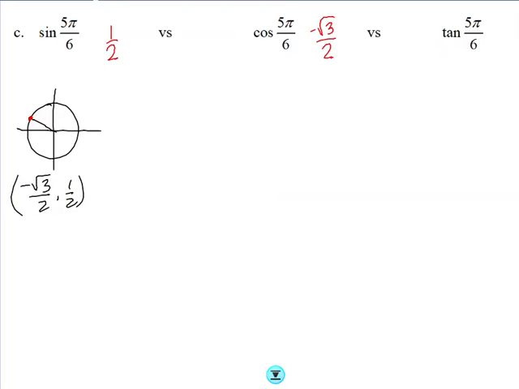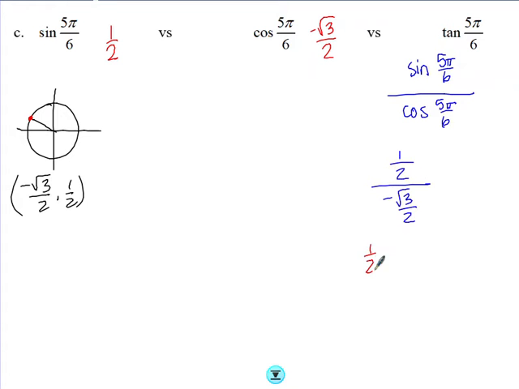And tangent is y divided by x, or sine divided by cosine. So we have sine of 5 pi over 6 over cosine of 5 pi over 6, which gives us 1/2 divided by negative square root of 3 over 2, or 1/2 times negative 2 over square root of 3, which gives us negative 1 over square root of 3. And then if we rationalize the denominator, we have negative square root of 3 over 3.